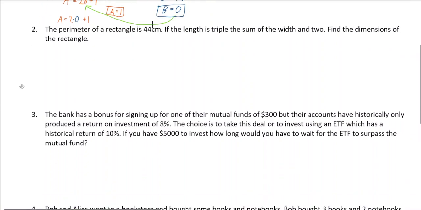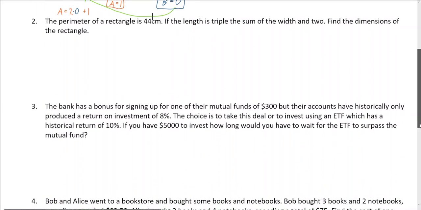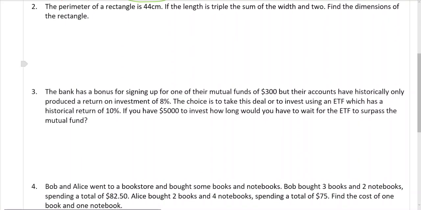Okay, let's continue on to our second question. Again, you can pause the video and try doing these questions yourself. Okay, the perimeter of a rectangle is 44 centimeters. If the length is triple the sum of the width plus 2, find the dimensions of the rectangle.